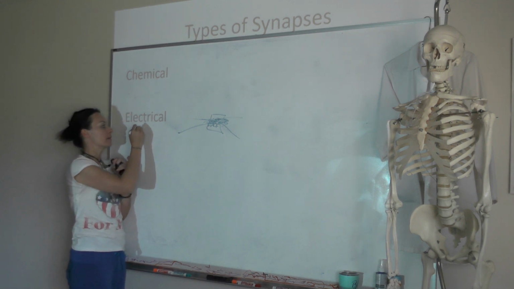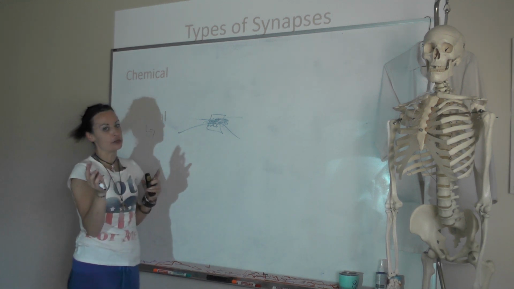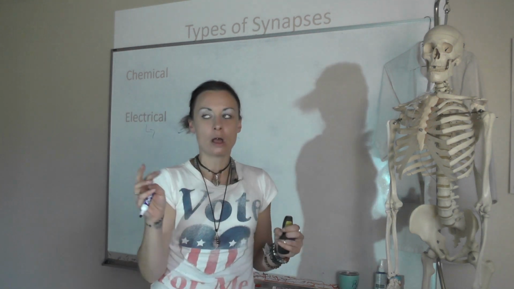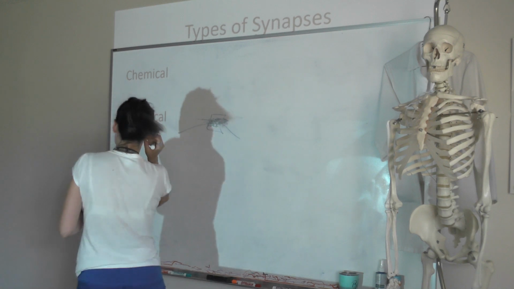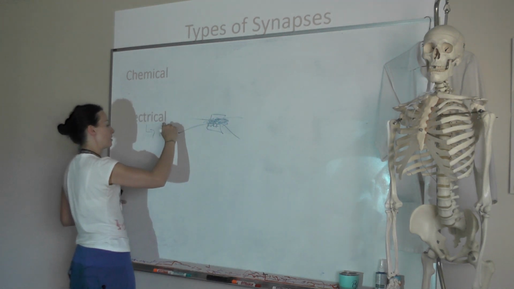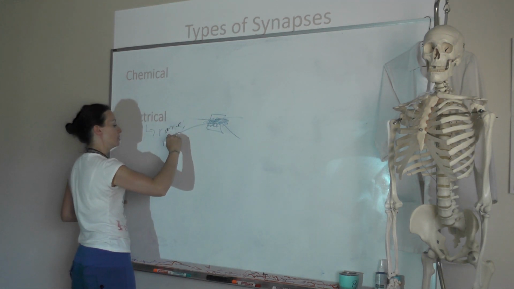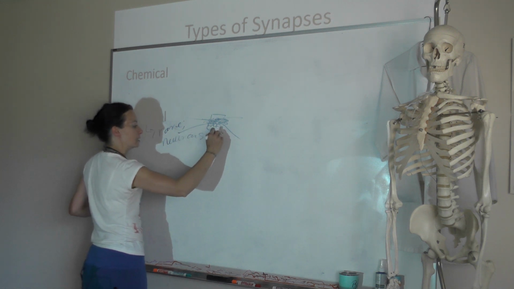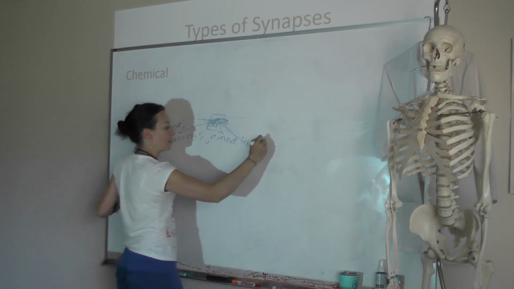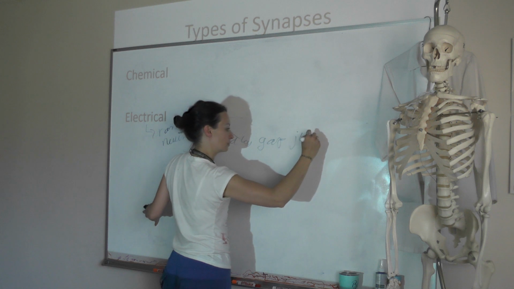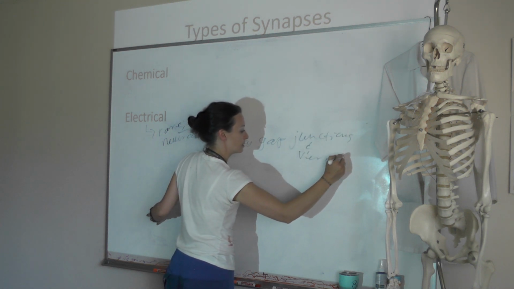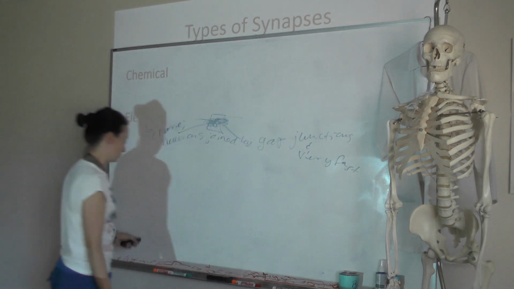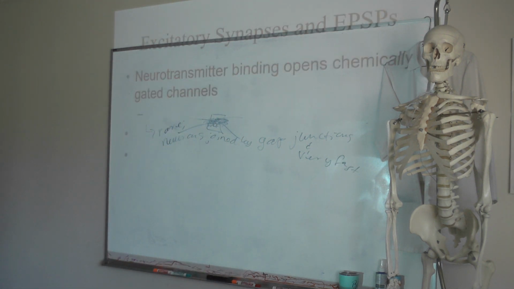And those are very rare in the body. You find them in places where you need to do really rapid movement. So like in some of the neurons that control the movement of your eyes, you find electrical synapses. So we'll just say they're rare. Our neurons are joined by gap junctions, and they are very fast.